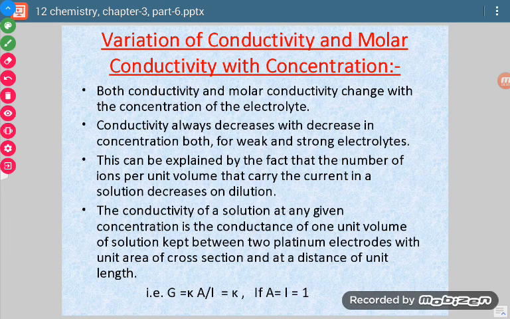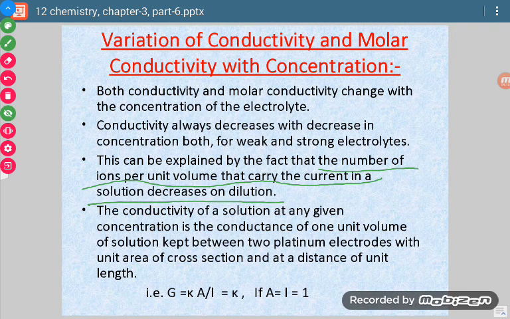Now it comes to variation of conductivity and molar conductivity with concentration. Conductivity means kappa we are talking about, molar conductivity means lambda m we are talking about. First of all, we will discuss how both conductivity and molar conductivity change with the concentration of the electrolyte. Conductivity always decreases with decrease in concentration. Now the question comes, why does conductivity decrease with decrease in concentration? Because the number of ions per unit volume decreases on dilution.